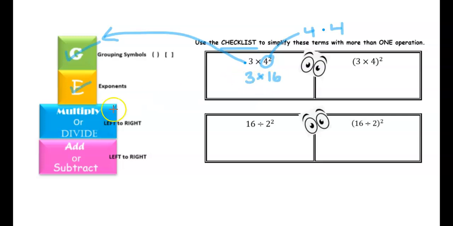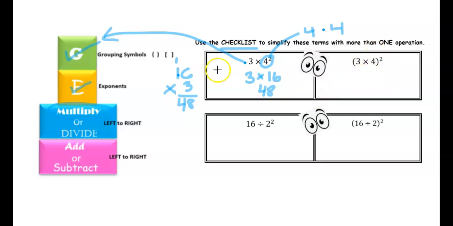Now I just have a multiplication problem right here. So I'm going to multiply 3 times 16. If you need to do the vertical math, you come off to the side and you work it out. 6 times 3 is 18. I carry the 1 and the 8 goes down here. 1 times 3 is 3, plus 1 is 4. So 3 times 16 is 48.